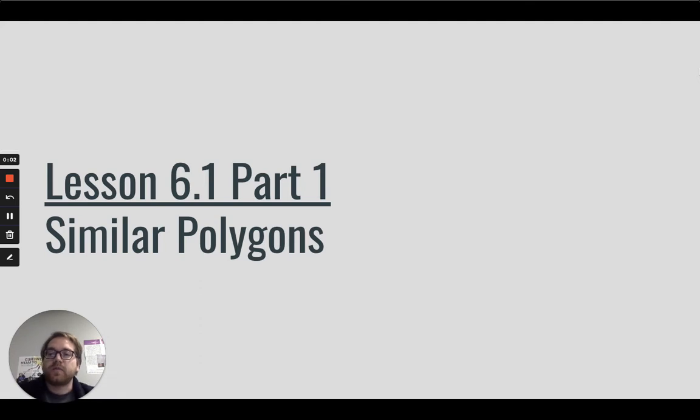All right, this is lesson 6.1, part 1 over similar polygons. So in this lesson, we'll be looking at how to determine if two figures are similar and how to use their similarity to help us find unknown lengths.